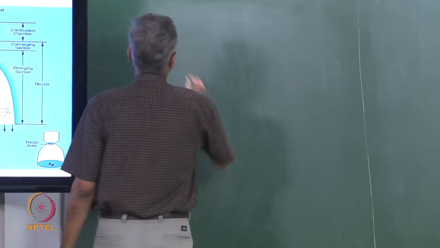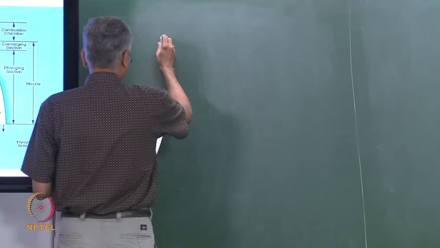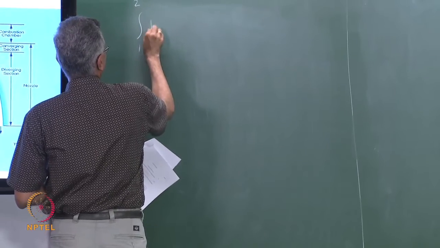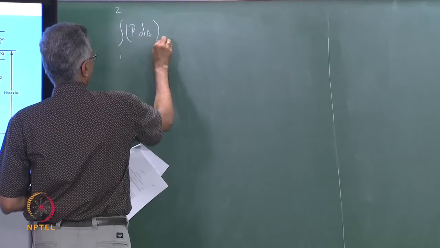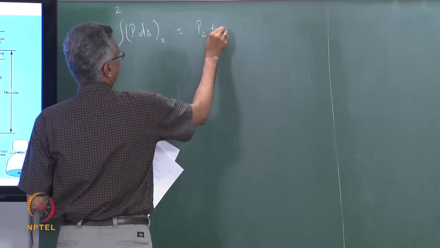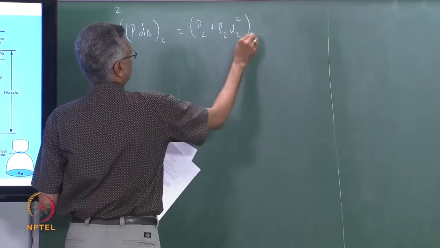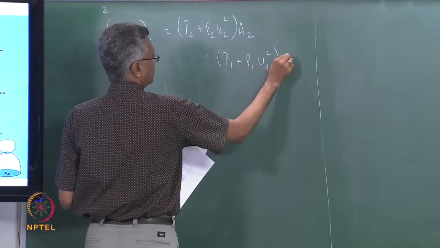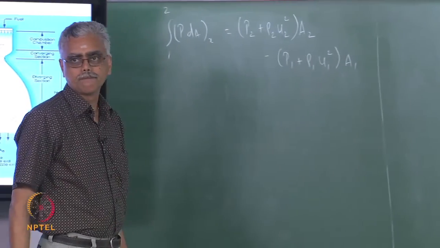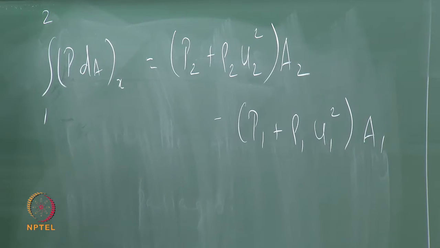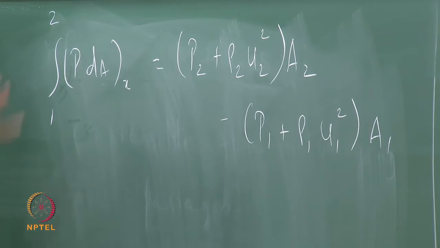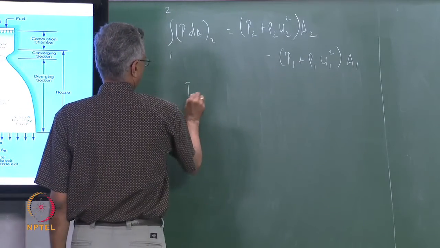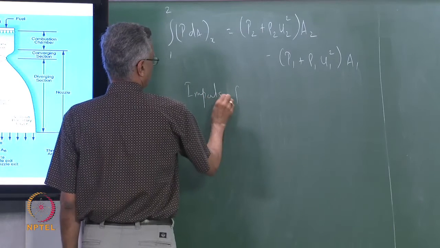I can rewrite the force balance equation like this. The integral from 1 to 2 of P dA in the x direction is equal to P2 plus rho 2 U2 squared times A2, minus P1 plus rho 1 U1 squared times A1. Now, this suggests that I define a new quantity called the impulse, or impulse function.